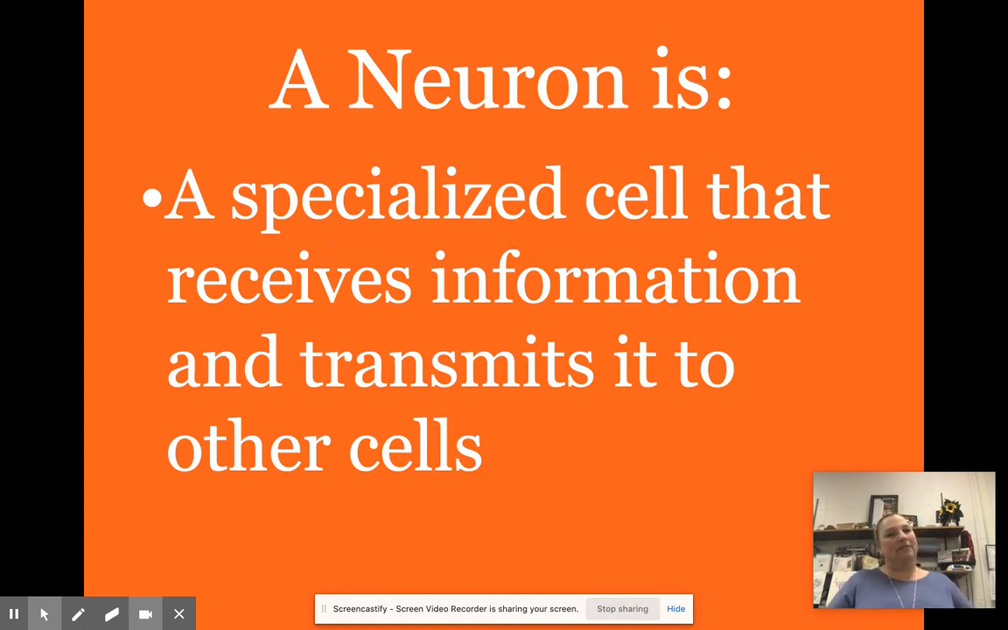If you look at the definition, a neuron is a specialized cell that receives information and transmits it to other cells. Just a reminder as you're writing or typing here, remember you can pause this at any time or go ahead or behind to wherever you need to be in the notes.